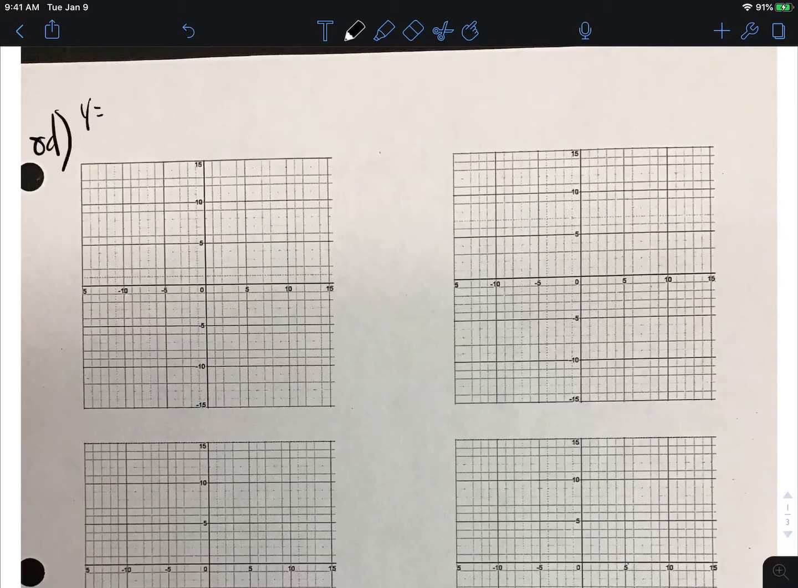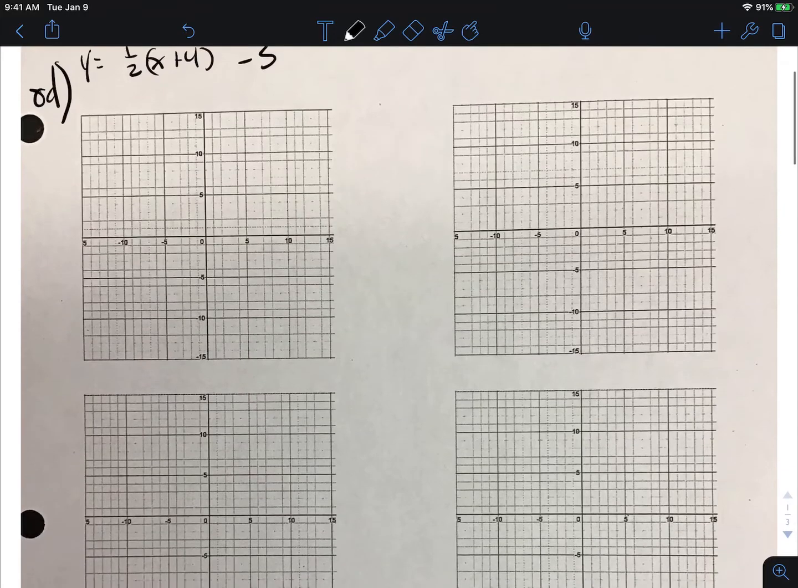So this will be 8D from that sheet. Okay, so it's y equals 1/2 x plus 4 minus 5. Right? So for these kinds of questions, this always gets you marks.